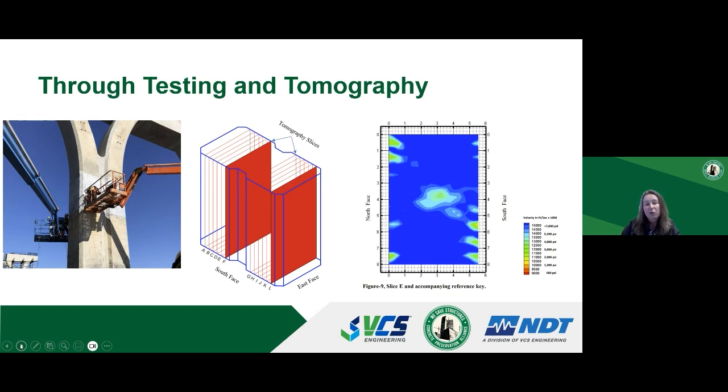The color plot that you see on the right side of the slide represents a slice from the middle of the element thickness. And a void was identified at this location. And the void here is indicated by the light blue and green colors in the middle.